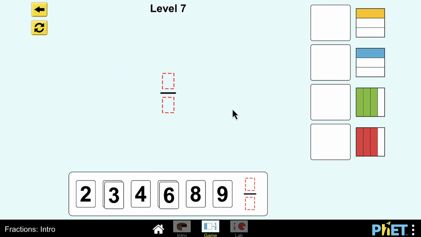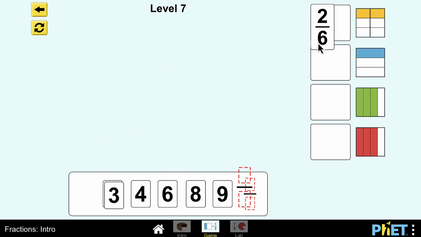Good job. Level 7, the first one is 1/3. Oh, this is where it gets tricky. This is 1/3, but I don't have number 1. But you know equivalent fractions. Think about making a line here. So that's 2/6. This is also 2/6, but guess what?